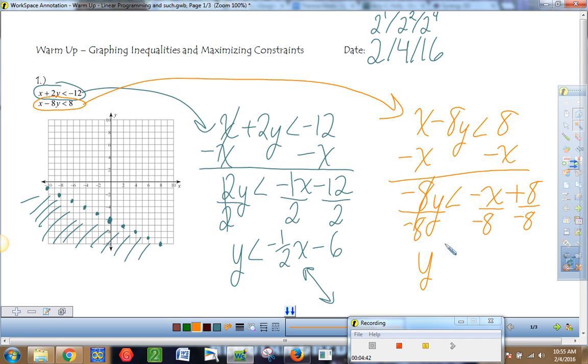So this becomes y is greater than. Again, you can throw that 1 in there to make your life a little easier. Negative divided by a negative. I see a lot of people not simplifying when you have a negative divided by a negative. That's the kind of thing that they're going to get really nitpicky about in classes.